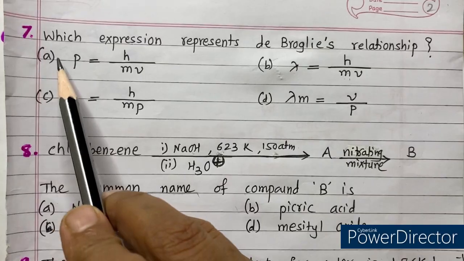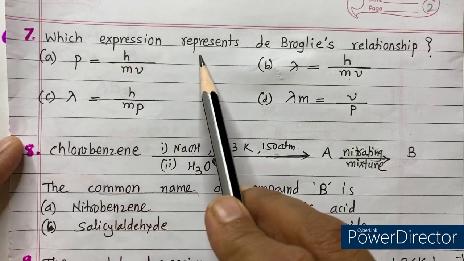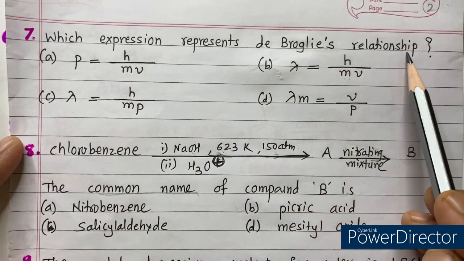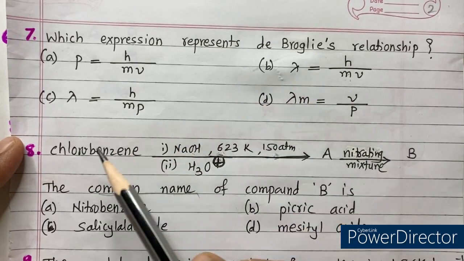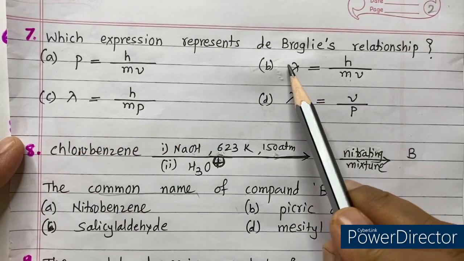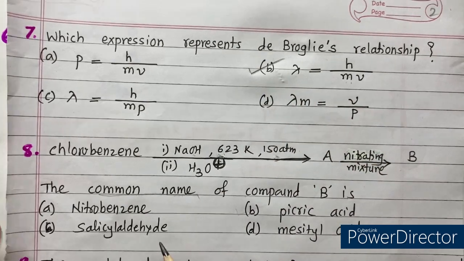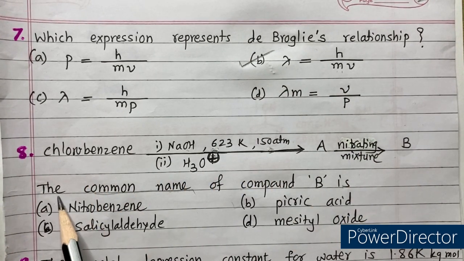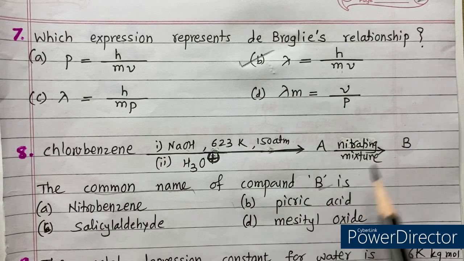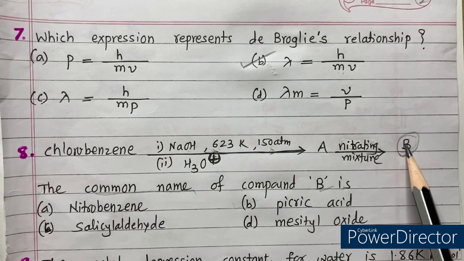Okay. Question: which expression represents de Broglie's relationship? We know that it gives a relationship between wavelength and momentum, that is this one. Next question: a sequence of reactions is given, and the common name of compound B is what we want to determine.